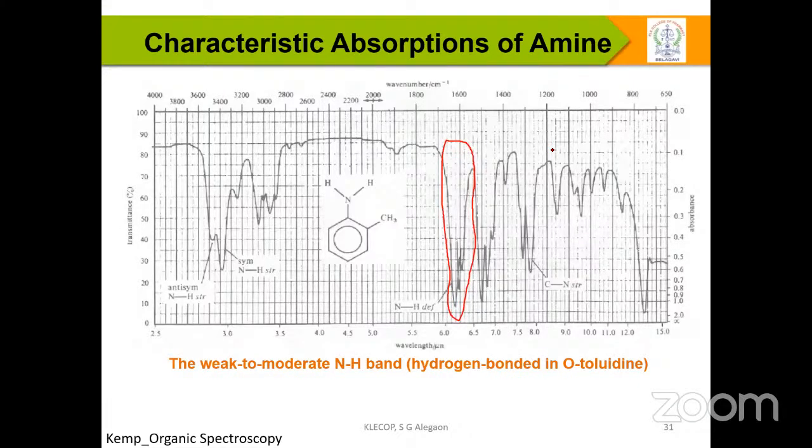Before going to the next segment, one should understand that alcohol and amine are more or less similar in type. But if any organic compound has both NH2 and OH, it is very difficult to assign in the IR spectrum. At that time you have to go to some other spectroscopy to resolve the problem.